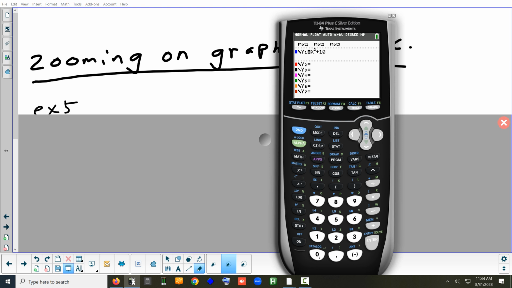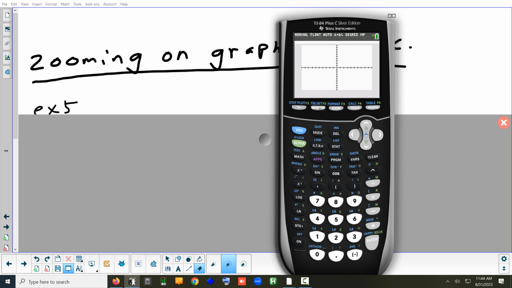Now, anytime you graph something, before you go to graph, we're always going to set our window, or we're going to set the zoom. We do one of those two things. If you do zoom and you do 6, if you've done it correctly, you will not see anything on the screen. Because what zoom 6 does, I'll show you right now.